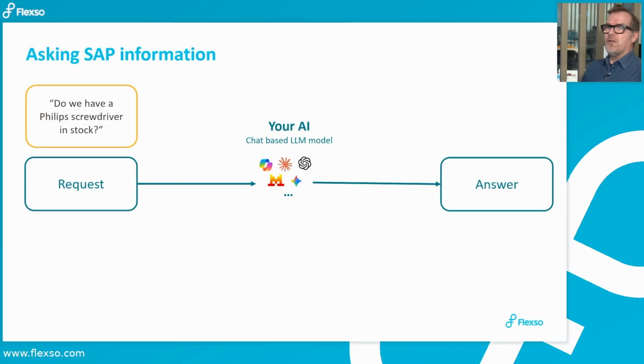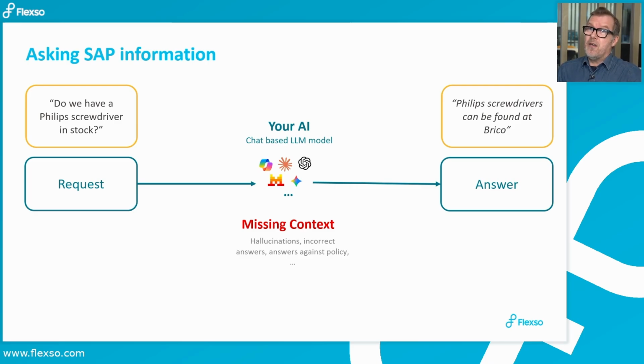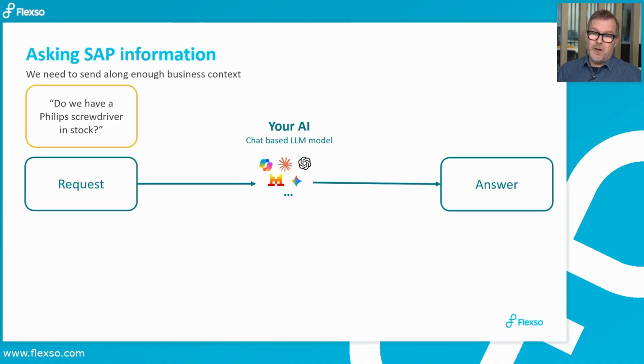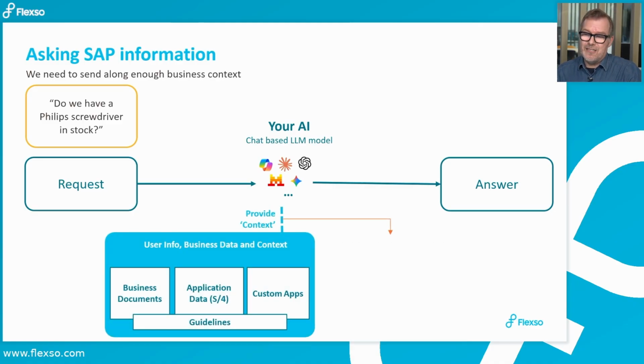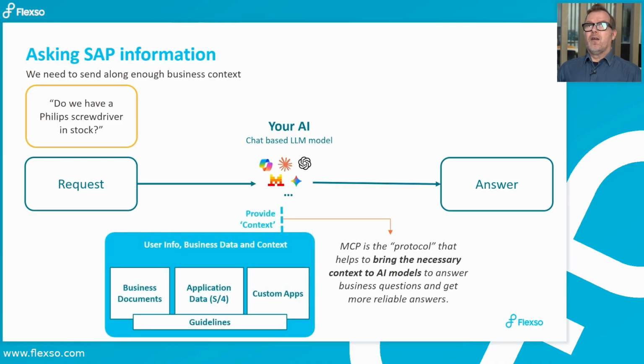So imagine you want to ask a question to your AI about your business. For example, do you have a Phillips screwdriver in stock? When you ask ChatGPT or Copilot, it will provide an answer. But it might be an inappropriate answer or a hallucination. Why? Because it's missing context. In order to answer questions like, do we have a Phillips screwdriver, or can we deliver something by a particular date, your system needs context. And that's why you might need an MCP server.